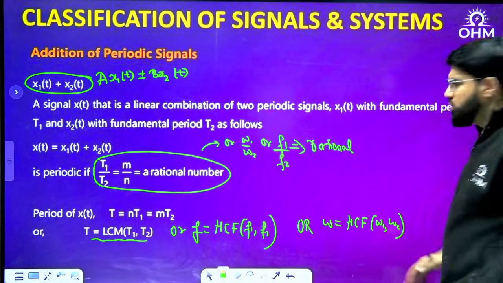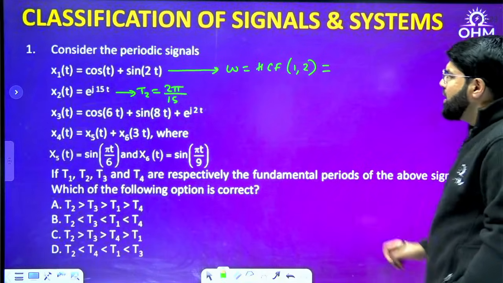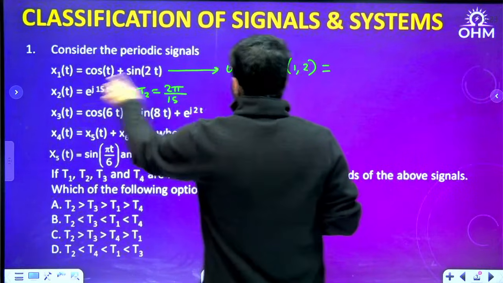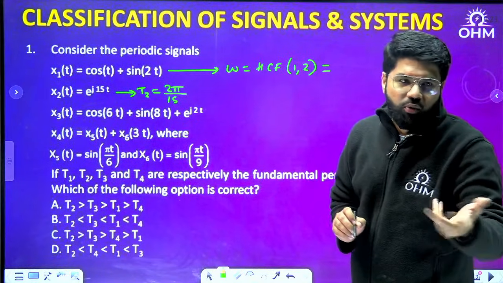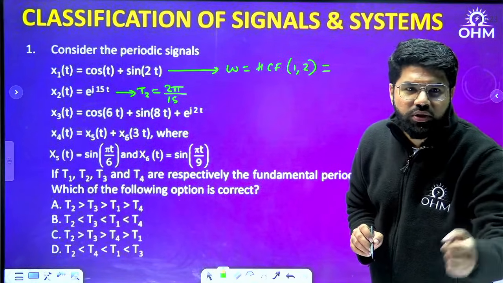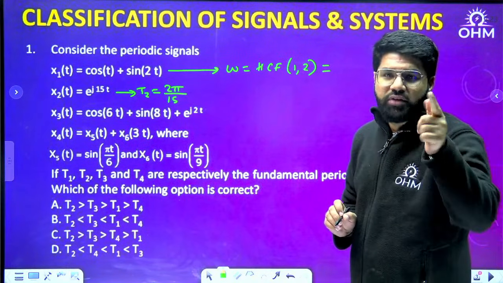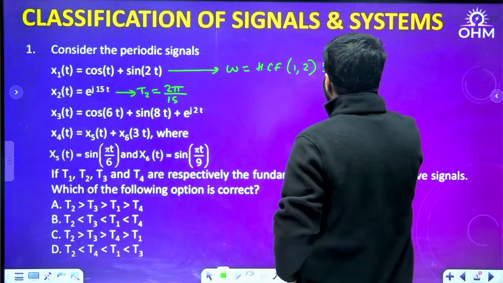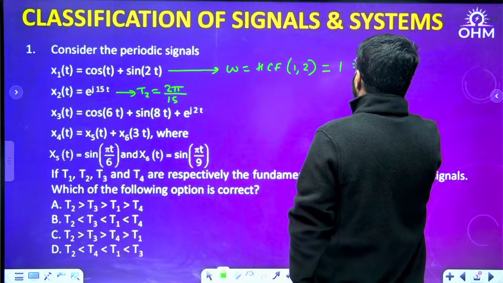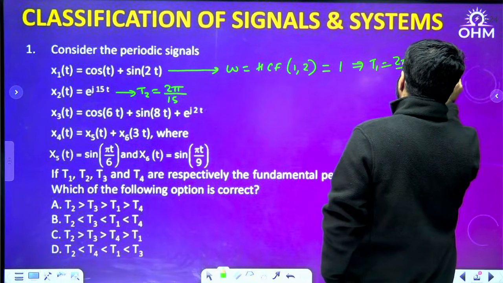Good evening, Bhanu. Going back to the first question. When you take the ratio of these two frequencies 1 and 2, the ratio is 1 by 2. It is a rational number. What is a rational number? Ratio of two integers only. If pi comes in the ratio, then it is irrational. If you divide and a pi is left, then it is irrational, because pi is an irrational number. So the HCF of 1 and 2 is 1. So what is the time period? 2 pi by omega, and 2 pi by 1 is simply 2 pi.